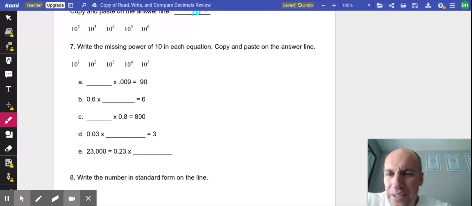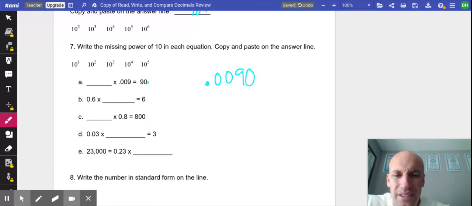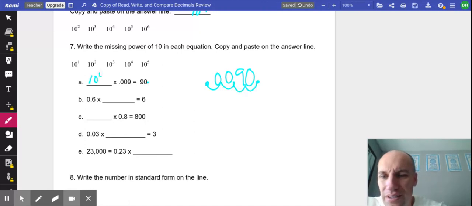On these, we have to write the missing power of 10. On letter A, I start with my decimal place, and I need to end at 90. The decimal on 90 is right after the 0, so I'm going to put a 0 after my 9. That's where it needs to be, right there. Then I just need to see how many times I would move it. If I multiply by 10, 10 to the second, 10 to the third, 10 to the 4th power would go in there.